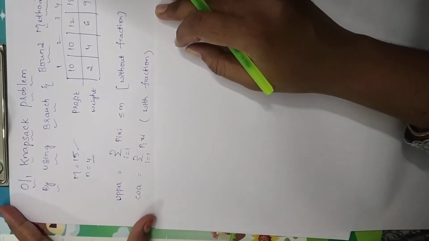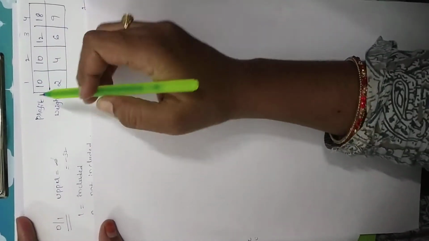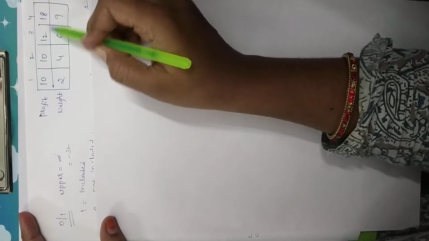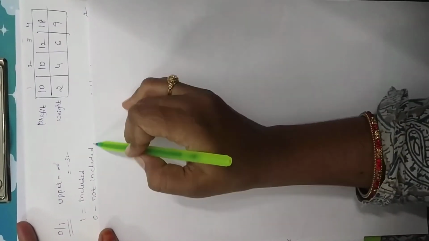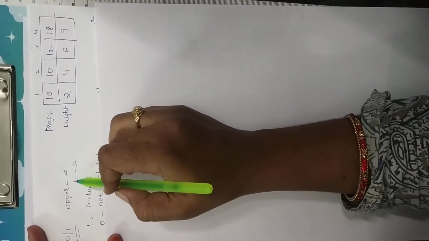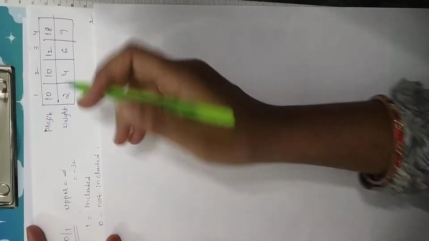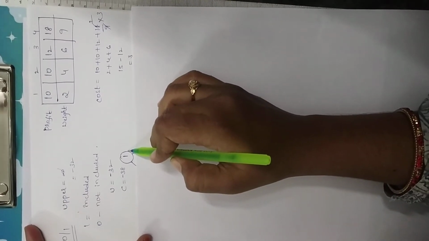Now I generate the state space tree. The profits are 10, 12, 18 and the weights are 2, 4, 6, 9. 0 means not included in the bag and 1 means included in the bag. Initially we take the upper value as infinity. So we are finding the first root node 1.